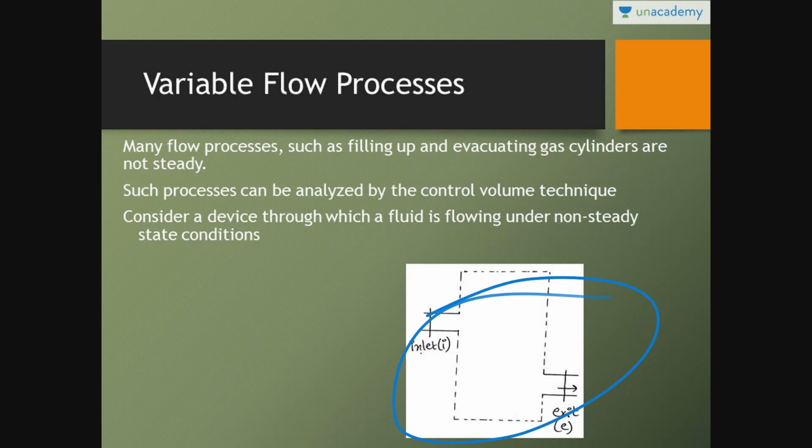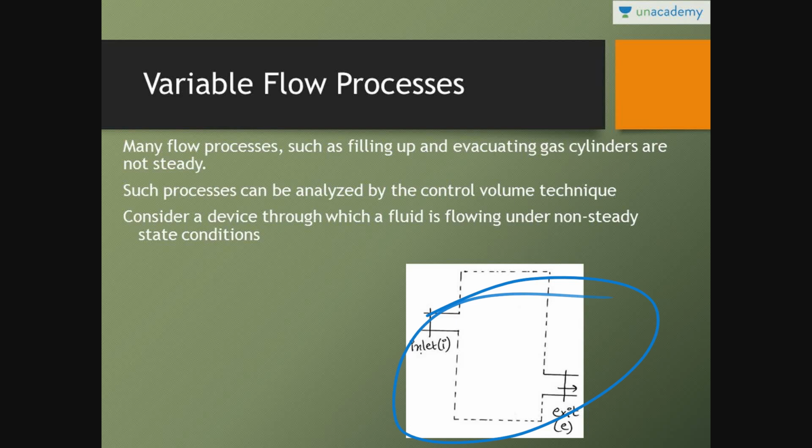Unsteady state problems are very typical problems. For example, consider evacuating a gas cylinder: the moment the valve of the gas cylinder is opened, the gas comes out, or the flow through a pipe considering a valve. These types of problems are the unsteady state problems. We will discuss these problems.